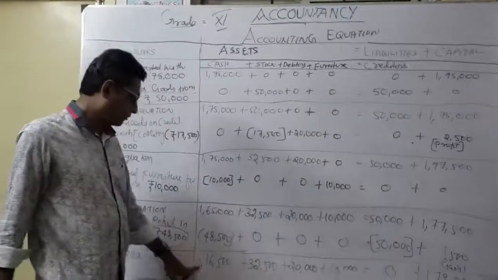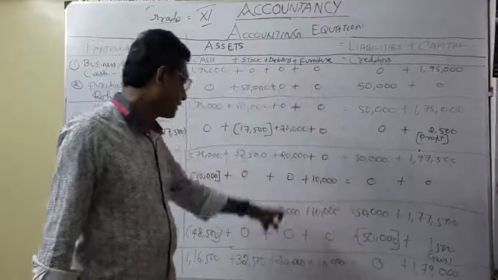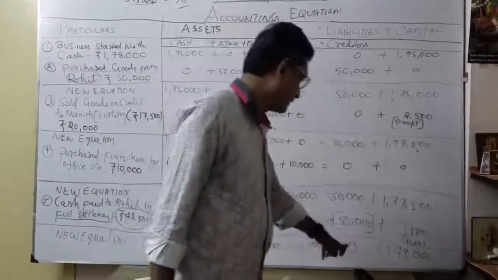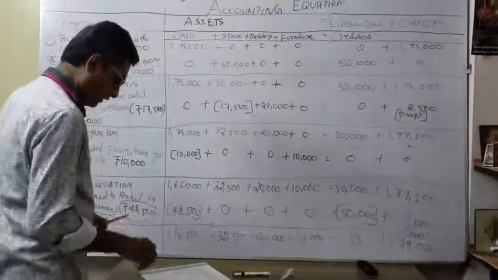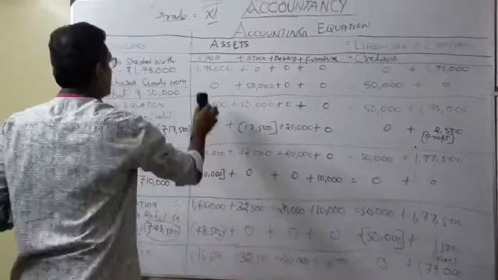So what is the new equation? Cash now becomes 1,16,500. My stock 32,500, my debtors 20,000, my furniture 10,000. So there are no creditors right now. So my capital becomes now 1,79,000. Now we will continue with the next one. Let me clean this here.